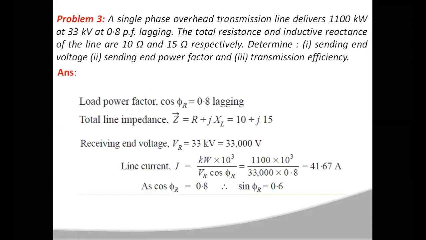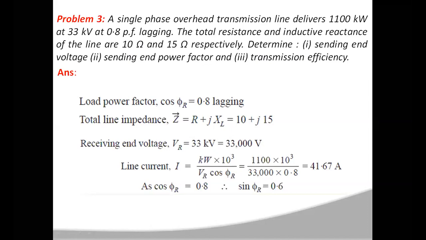Right. Let us see another problem. If an overhead transmission line delivers 1100 kilowatts at 33 kV at 0.8 power factor lagging, the total resistance and inductive reactance of the line are 10 ohms and 15 ohms respectively. Determine the sending end voltage, sending end power factor, and transmission efficiency.